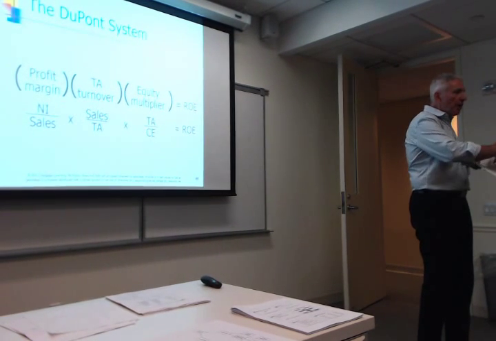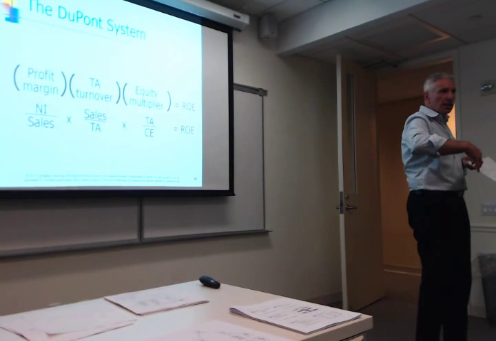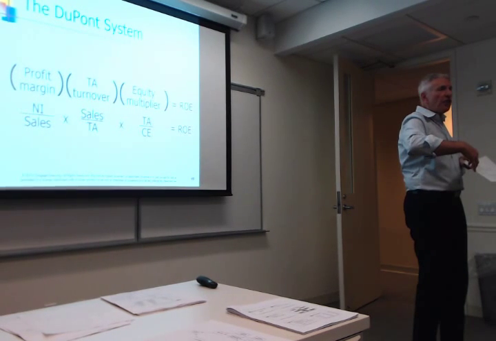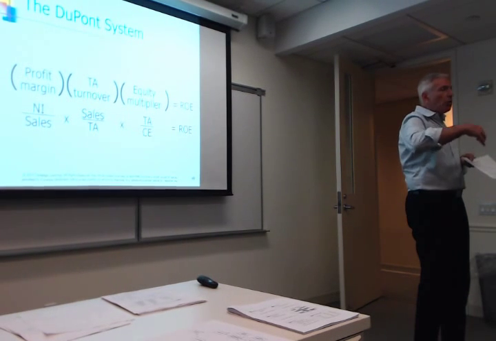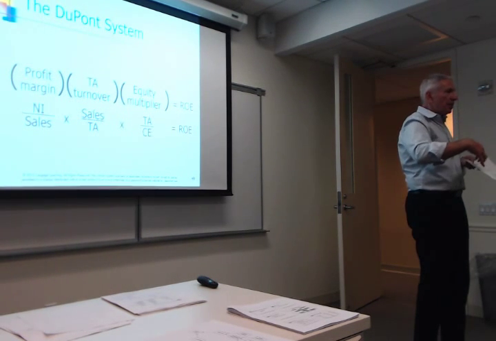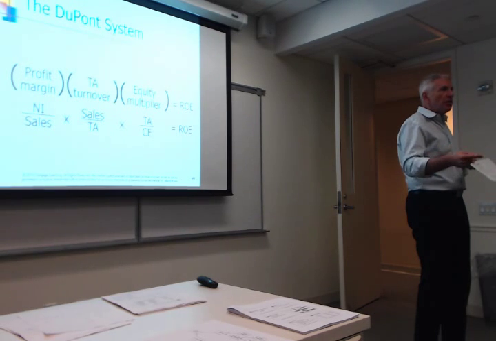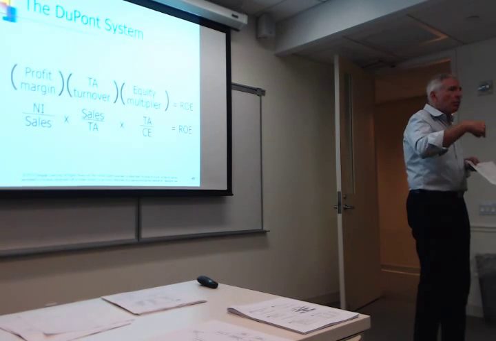So see how the DuPont model can help you work your way back? So that you can figure out exactly where on your balance sheet or your income statement your problem source is. And you can't fix the problem unless you understand where the problem's coming from.